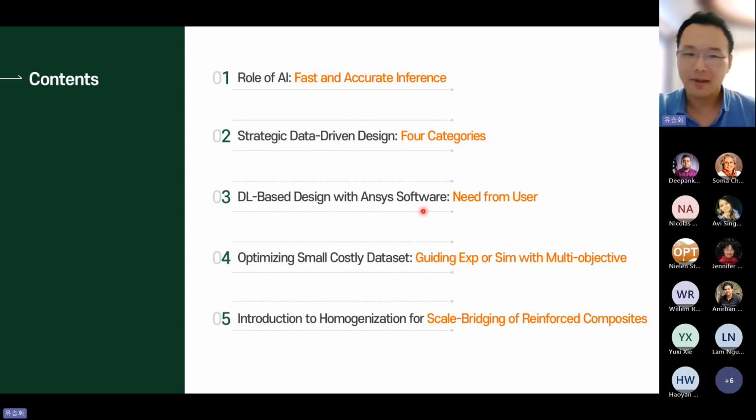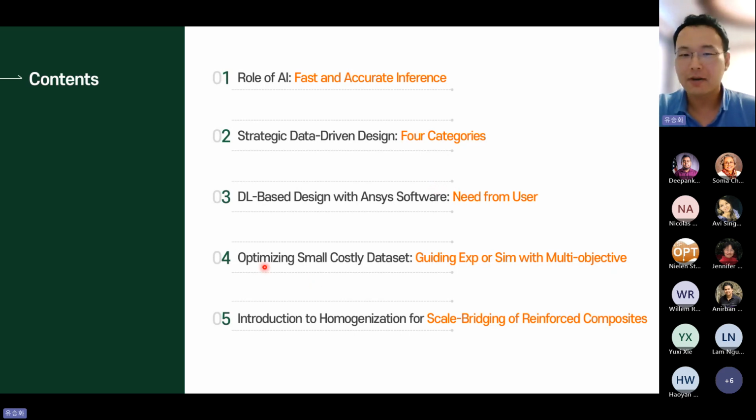And then I will come up with some Ansys software design examples. I just prepared this for the past 3 weeks to prepare for this meeting. So I'm going to show you some examples with Ansys and just discuss some suggestions from the user's side.